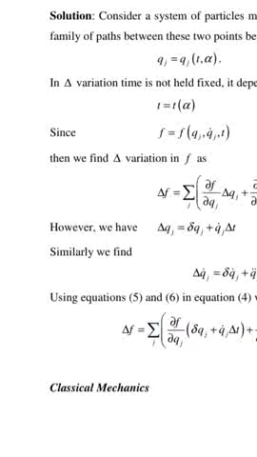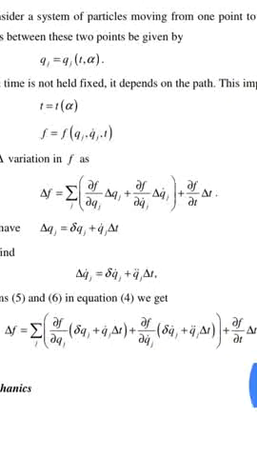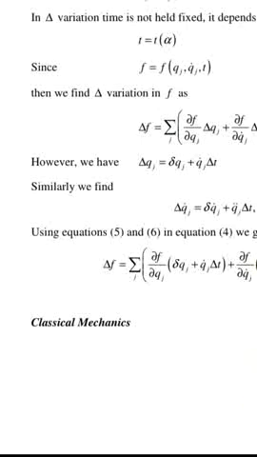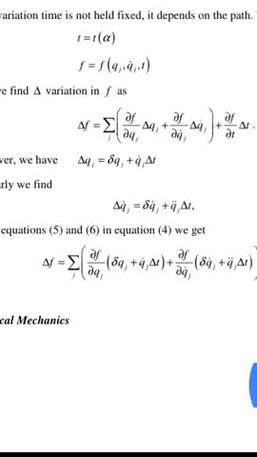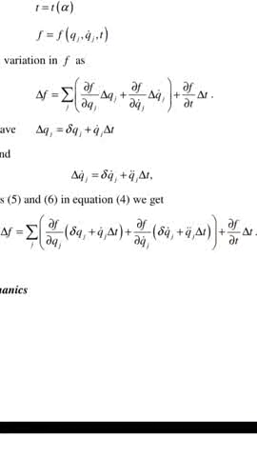In del variation, time is not held fixed. It depends on the path. This implies that t is equal to t of alpha. Since f is equal to f of qj, qj dot, t, then we find the del variation in f as del f is equal to the summation of dou f by dou qj del qj plus dou f by dou qj dot del qj dot plus dou f by dou t del t.